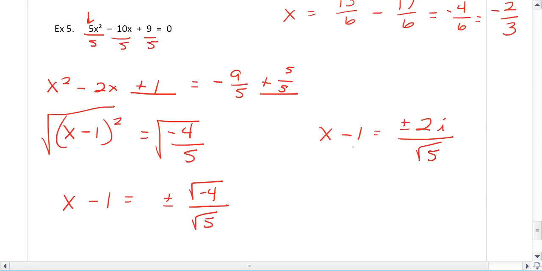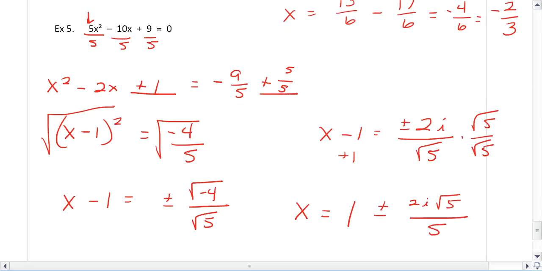I will be adding a 1 to both sides, but I just thought I'd work with this fraction. So let's multiply by the square root of 5 over square root 5, and let's go ahead and add the 1 to both sides. So my grand answer then, I have 1 plus minus 2i square root 5 all over 5. And yes, you do get imaginary answers, and we can work with that now.